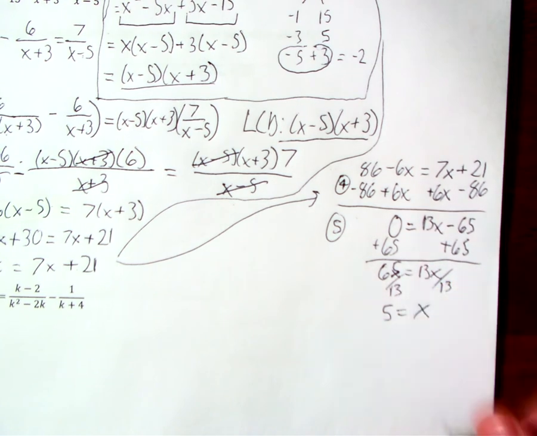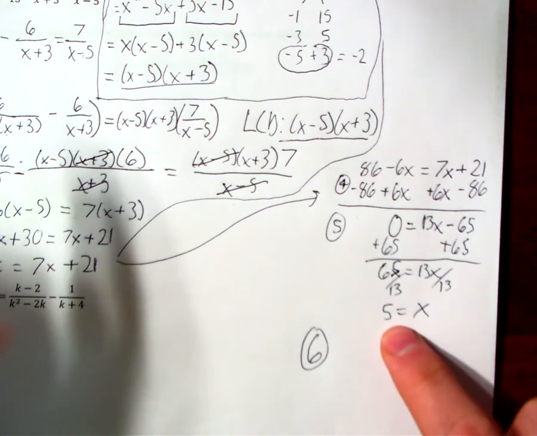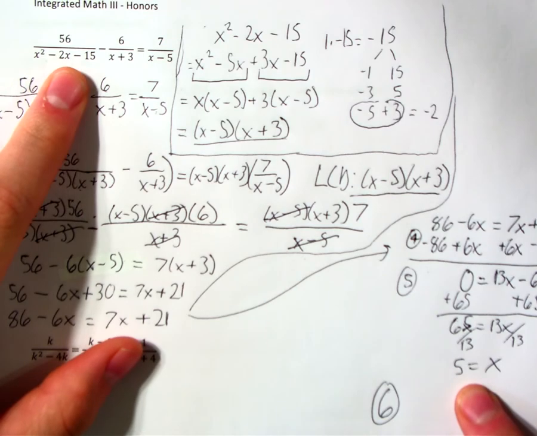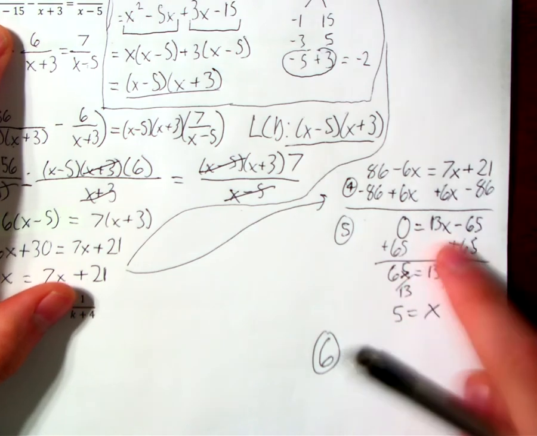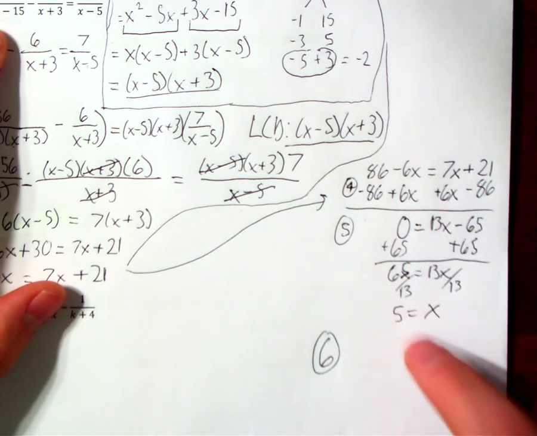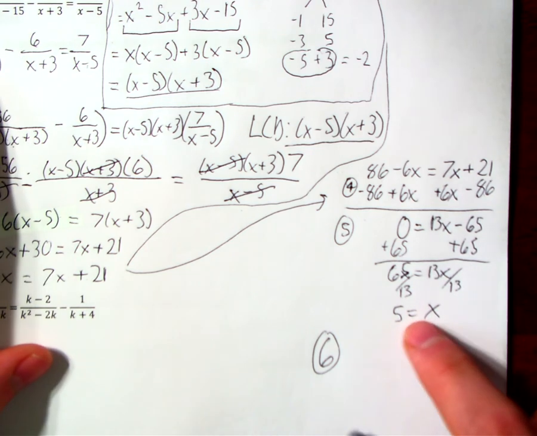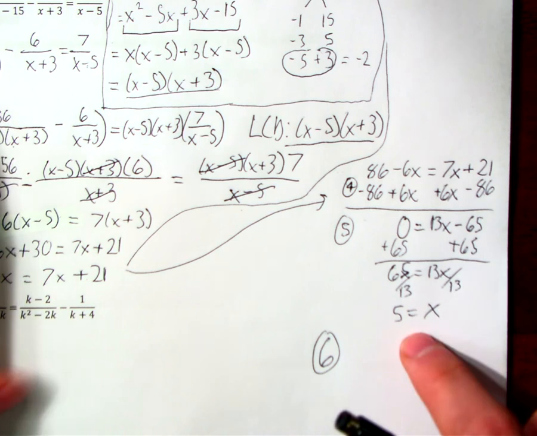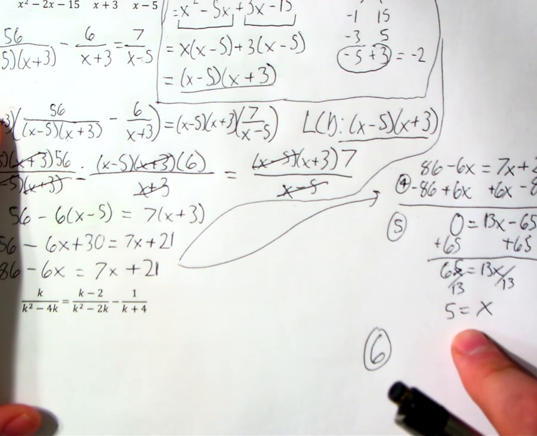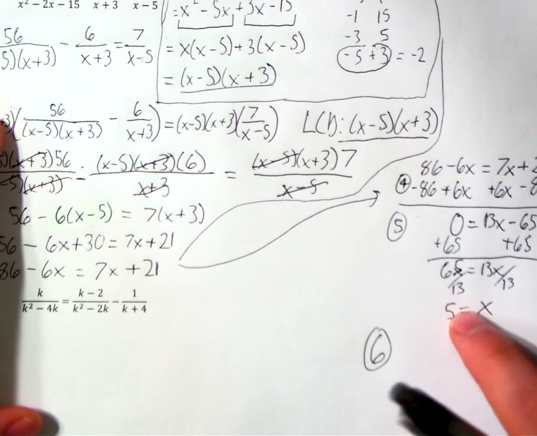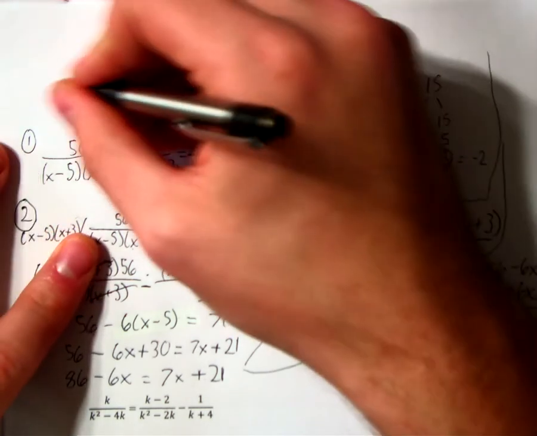So there's my solution. The only question is, is it really a solution to my original equation? Or is it just a solution to a simplified equation that I made somewhere along the way? In other words, is it my real answer, or is it an extraneous solution? Well, the way that I check that is I've got to look at my excluded values. I've got to see whether any of them are 5. So let's look up here at my original equation.